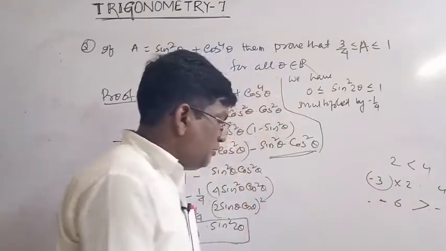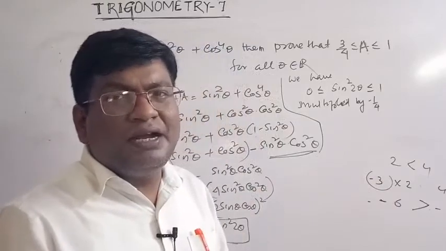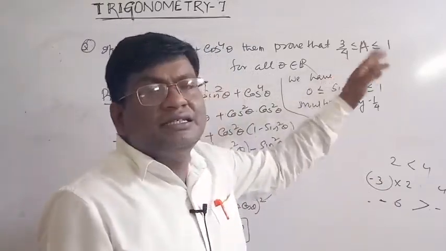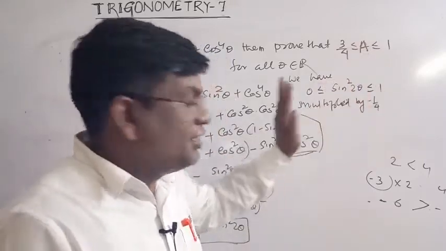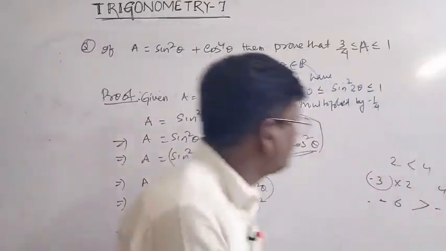Important, this is very important. If the inequality is multiplied by a negative number, then the symbol changes: less than symbol changes to greater than, and greater than symbol changes to less than. This is very important.